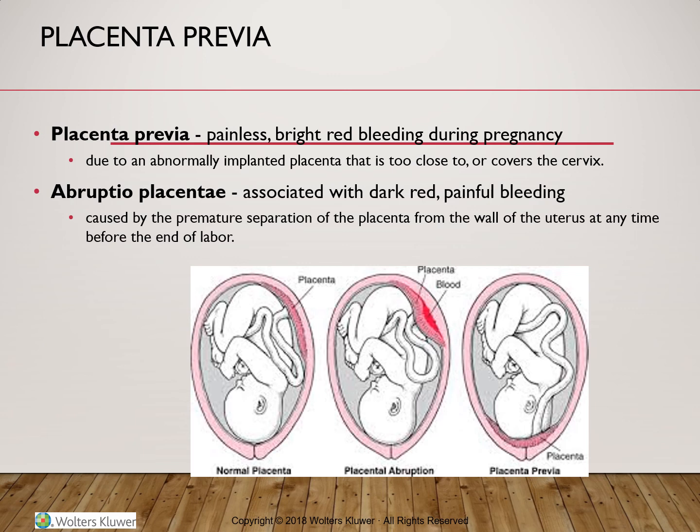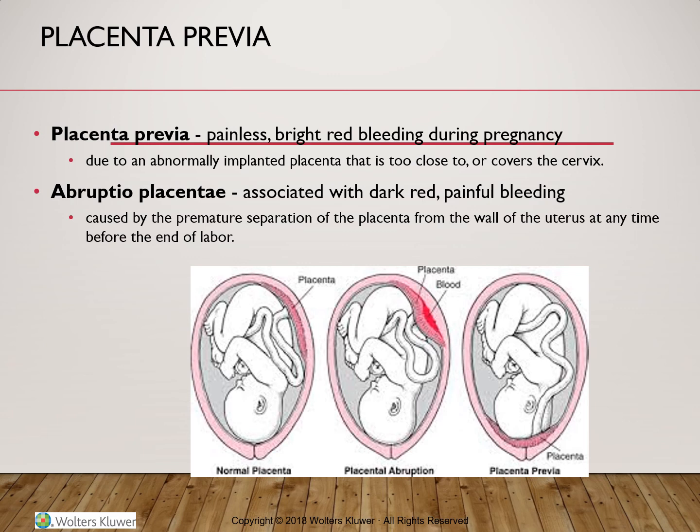Now, sometimes the placenta does not cover the cervix, but is located on the border of the cervix, and this is called a marginal placenta previa. Sometimes the marginal or the partial previa diagnosed early in the pregnancy may become a normal implantation as the uterus enlarges. However, a complete placenta previa will never result in a normal implantation for delivery.